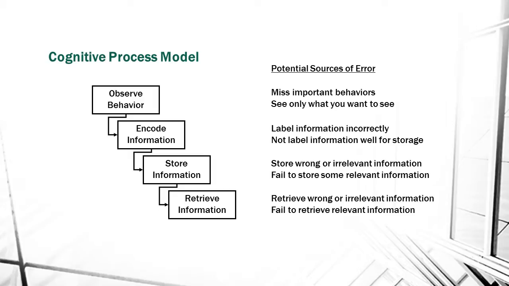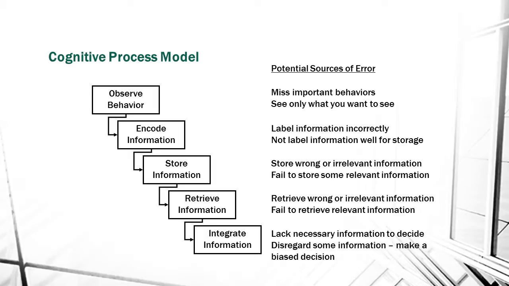And then finally, when we've retrieved the information that we think is relevant, we have to integrate it, we have to put it together, and use it to come up with our overall rating. At this stage, if we didn't do well in the earlier stages, we might not have the information we need. We might be missing pieces that we would want to take into account. Or we might choose at this point to disregard or discount some of that information, which would lead to a biased decision. So you can see that there are lots of places in here that error can creep in, lots of places that the rating process can go wrong.